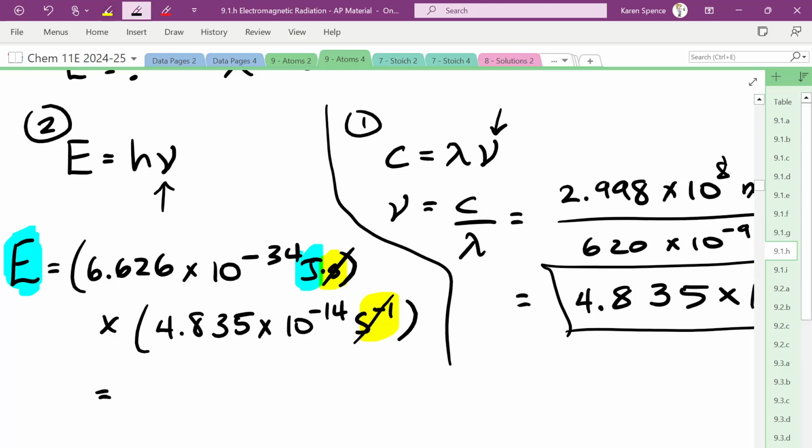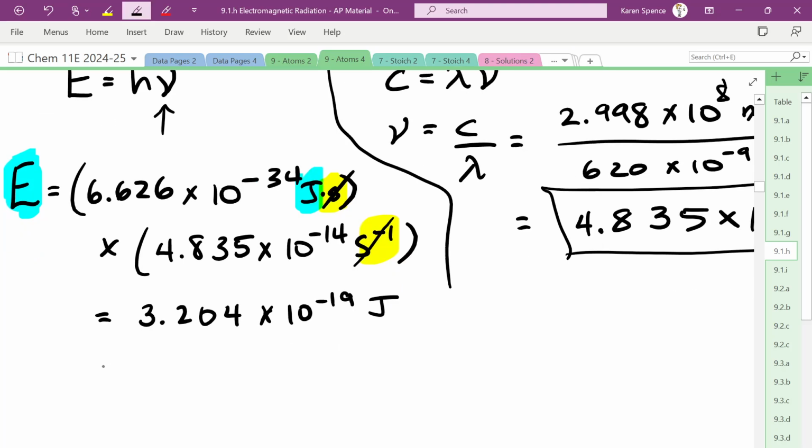So we have times 6.626 E negative 34 equals 3.204 times 10 to the negative 19 joules. And we want 3 sig figs. So it's 3.20 times 10 to the negative 19 joules.